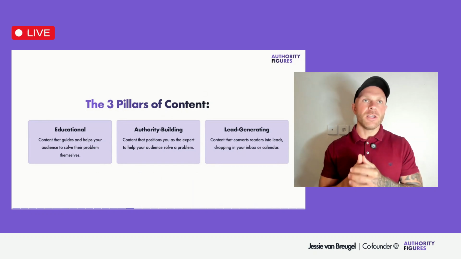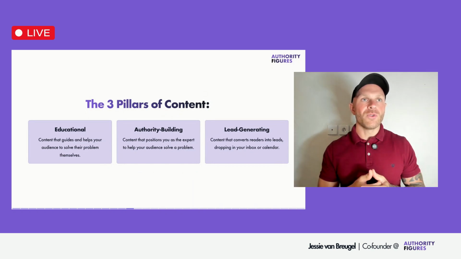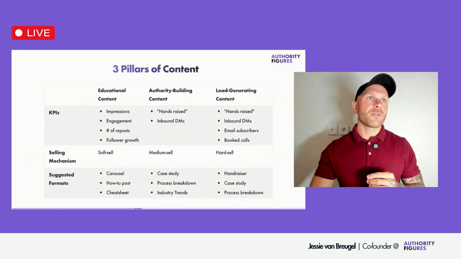And then last but not least, lead generating content. That's content that converts readers into leads, dropping them in your inbox or calendar. So that's the 3 things.